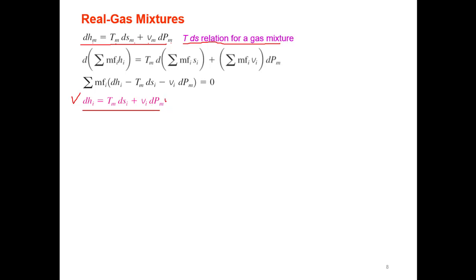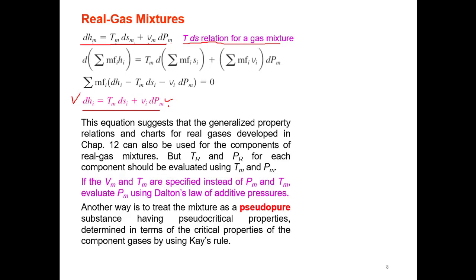How do we calculate the pressure for the mixture or the volume for the mixture? For real gases, we can apply either Avogadro's law or Kay's rule. For example, we apply Avogadro's law when we need VM, the volume for the mixture, and we apply Dalton's law when we need PM, the pressure for the mixture. It depends.